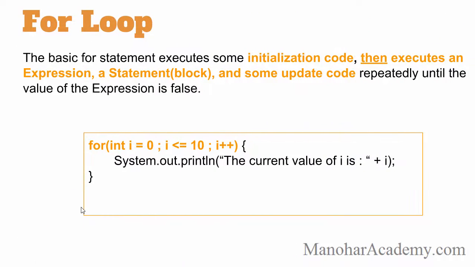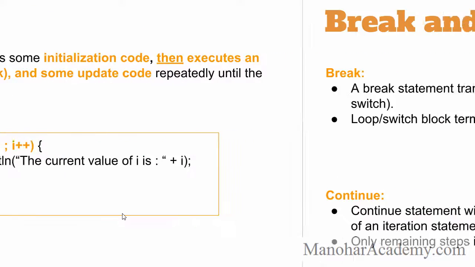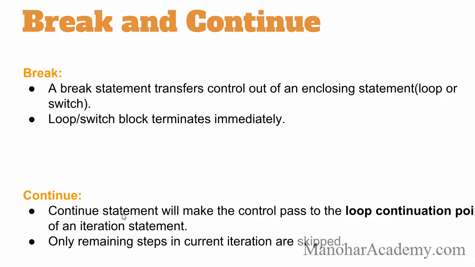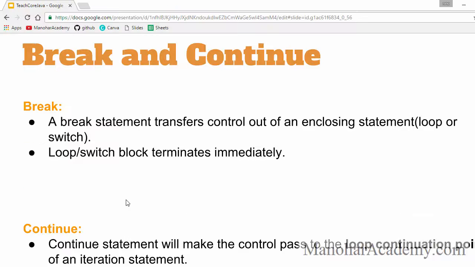Then we have seen the for loop, which will keep the initialization and expression and the update code in one place. Initialization code will execute only once at the beginning of for loop, and after that expression, the body and update part will be repeatedly evaluated till the expression is false. Then we have seen the usage of break and continue. Break will terminate the loop or switch statement, but continue will skip the remaining steps in the current iteration. So that is what we have seen so far.